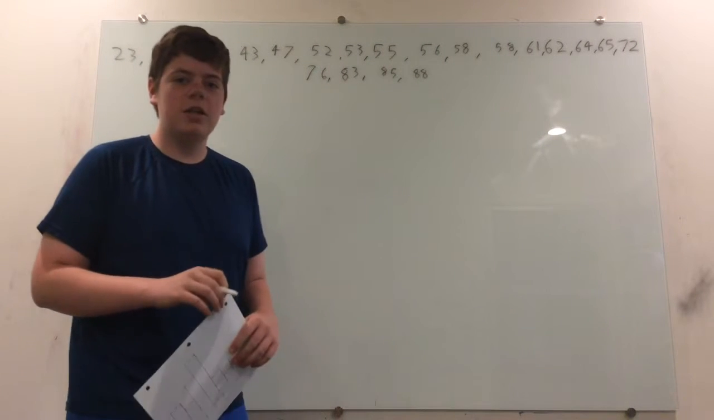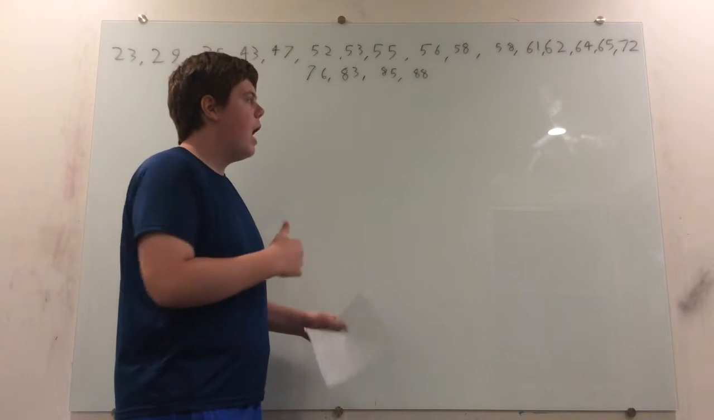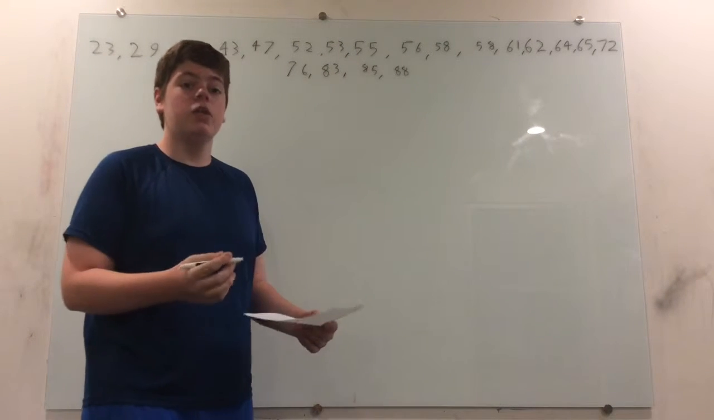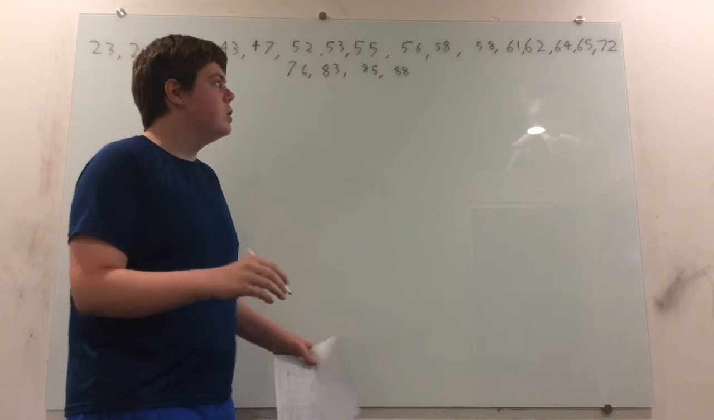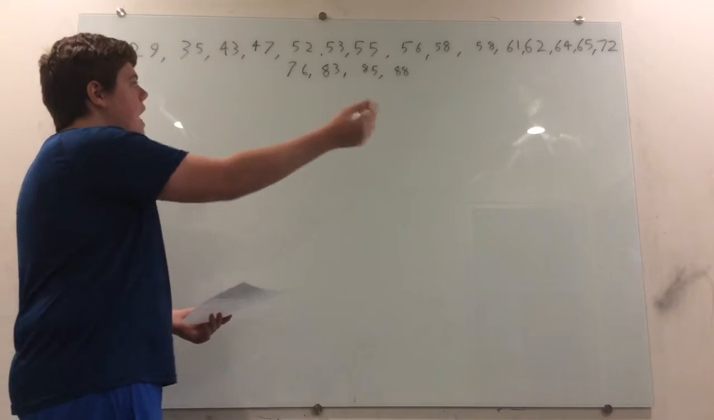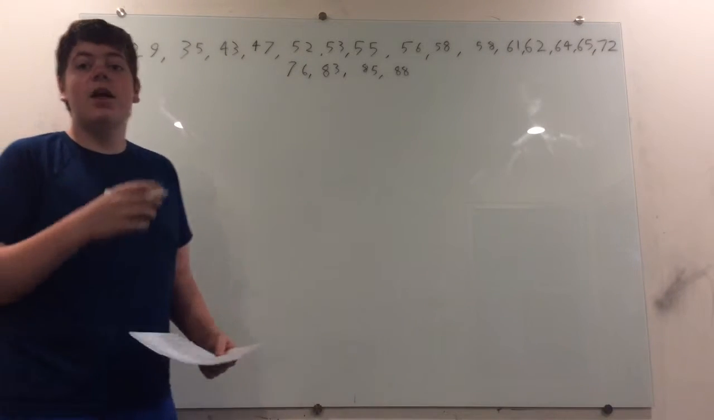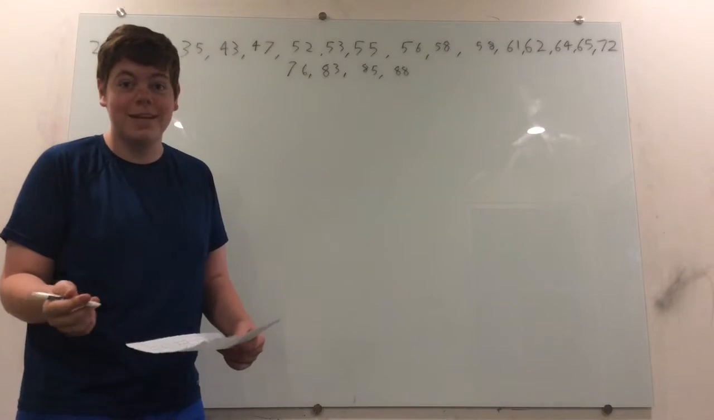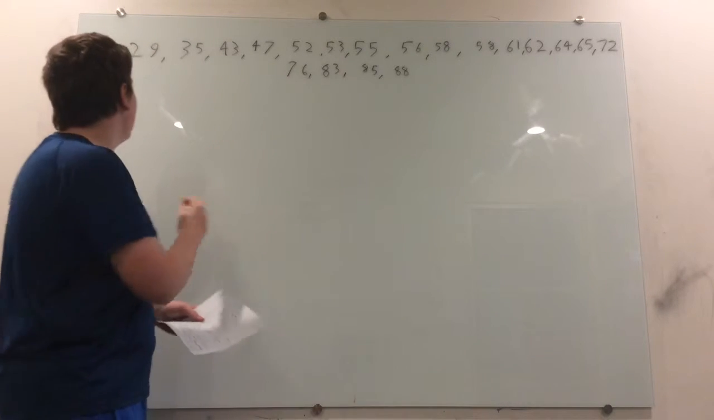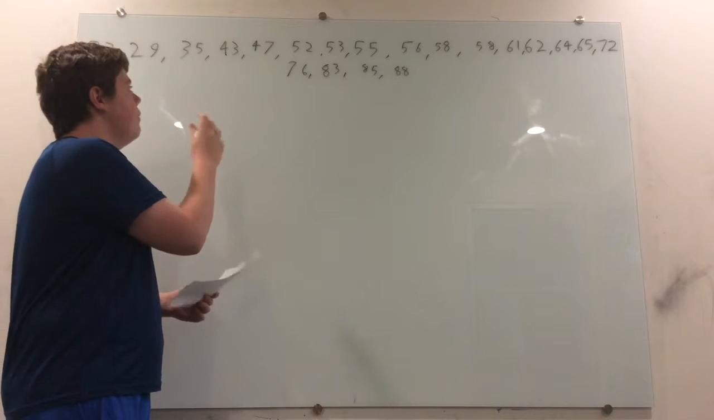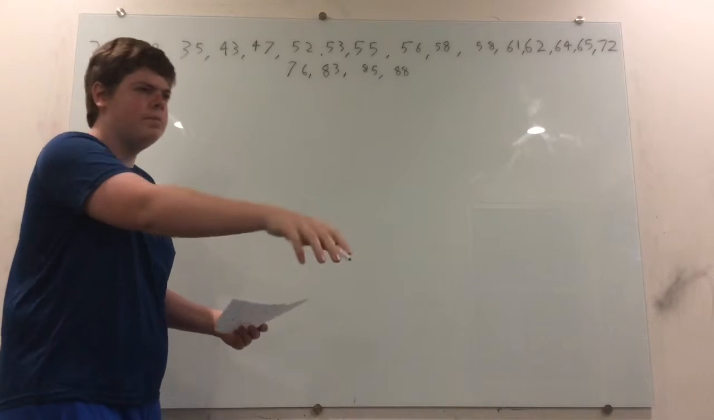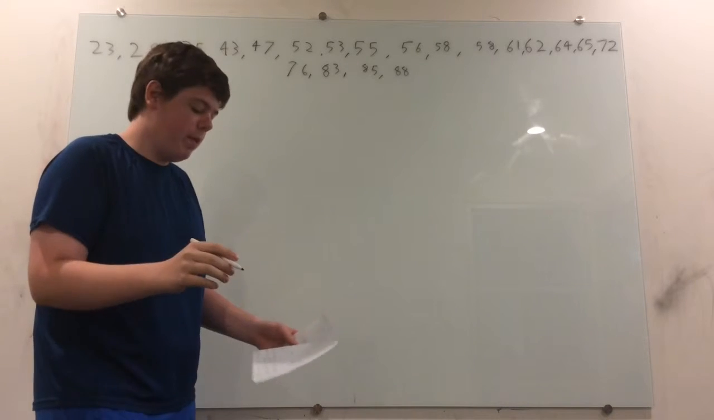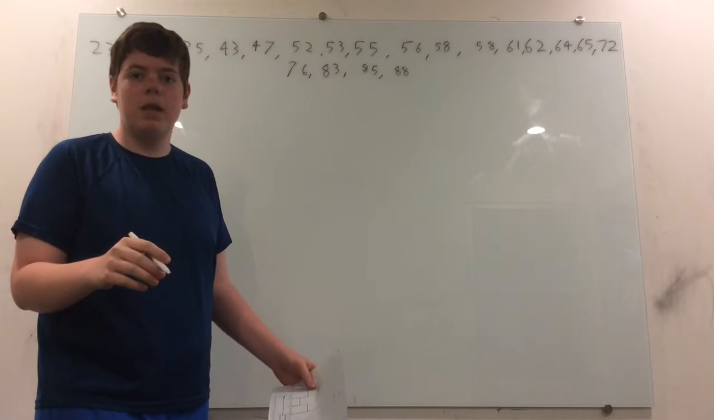Hello, I am Vincent, and I am going to teach you how to make a box and whisker plot and relate it to a histogram. So here is the data I have collected. It's the ages of people attending a CAT conference. So we have 23, 29, 35, 43, 47, and so on. We are going to start with making a box and whisker plot.